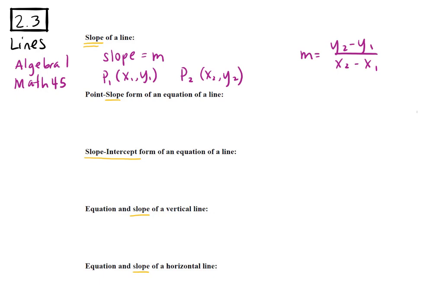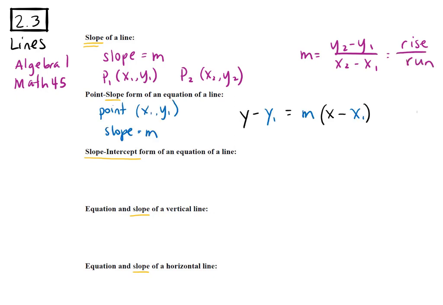For the slope of a line, we use the letter M to signify slope. If you have 2 points, point 1 and point 2, you would subtract the y2 minus y1, divide by x2 minus x1. A lot of times we refer to this as rise over run.